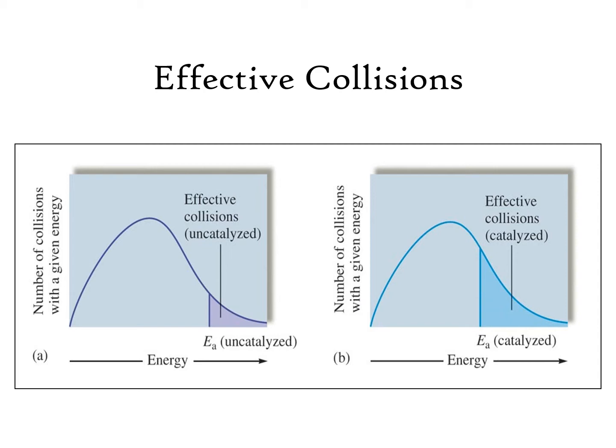So the other graph that I wanted you to understand is here's the number of collisions on the vertical axis, this time with our energy on the horizontal. There's our activation energy. And any of the molecules that are on this side under the curve have enough energy to collide and have an effective collision to make the product. If you add a catalyst, it lowers that energy, and now you have more molecules that have enough energy to have an effective collision.